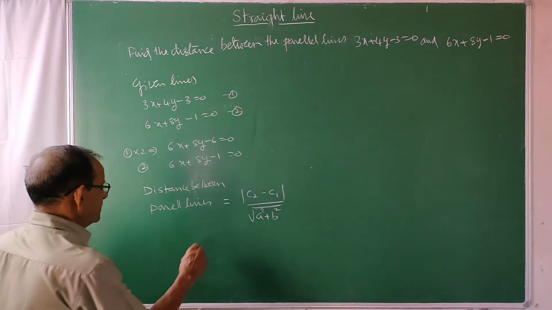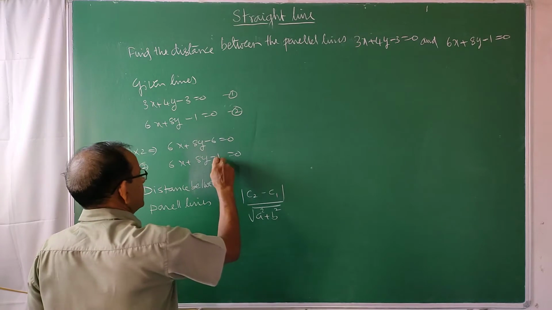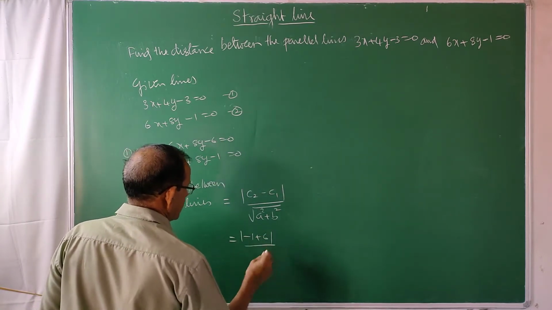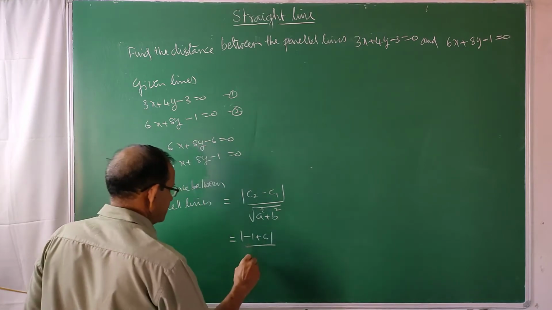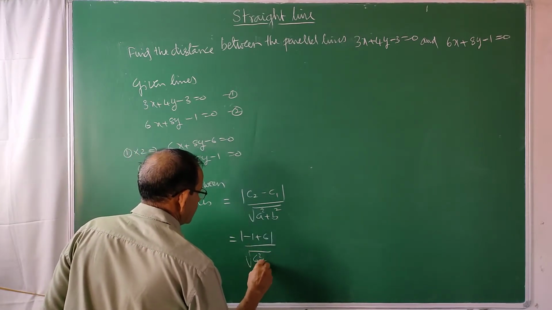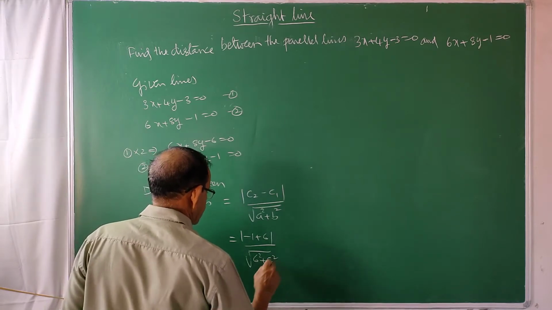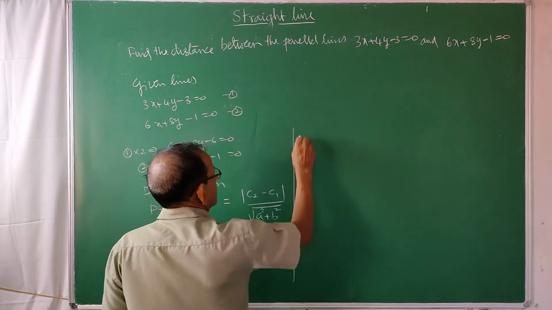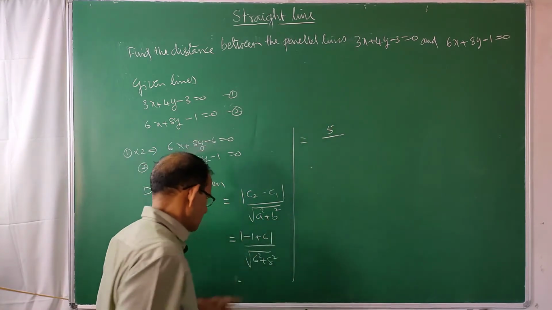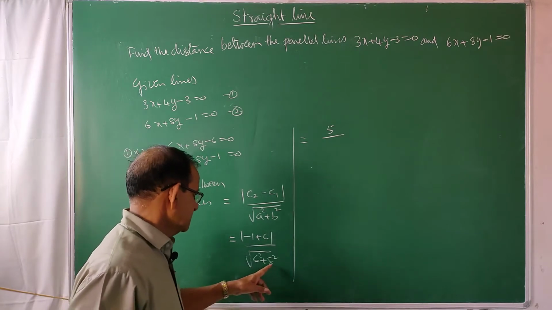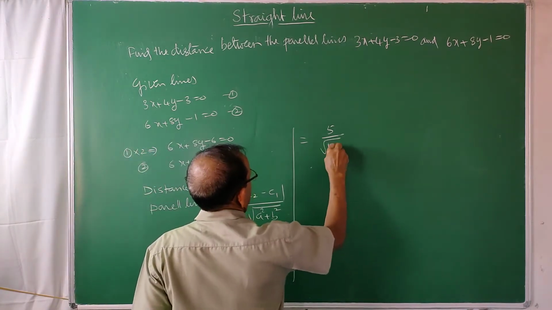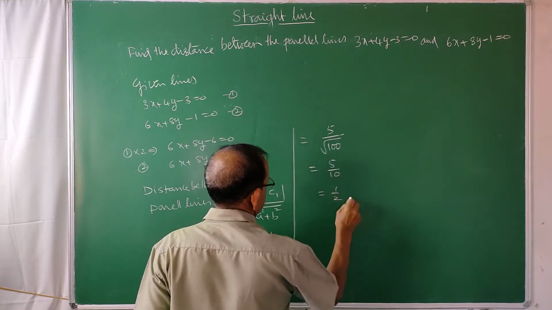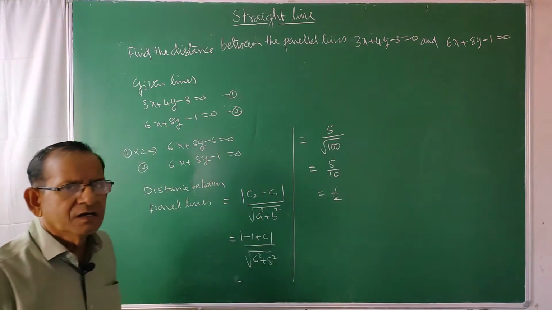So that is equal to C2 minus C1, minus 1 minus minus 6, that is plus 6... that is 5, by root of A square plus B square, 6 square plus 8 square, that is equal to 5 by root of 36 plus 64, root 100, that is 10. 5 by 10 means 1 by 2. 1 by 2 is the distance between the parallel lines.